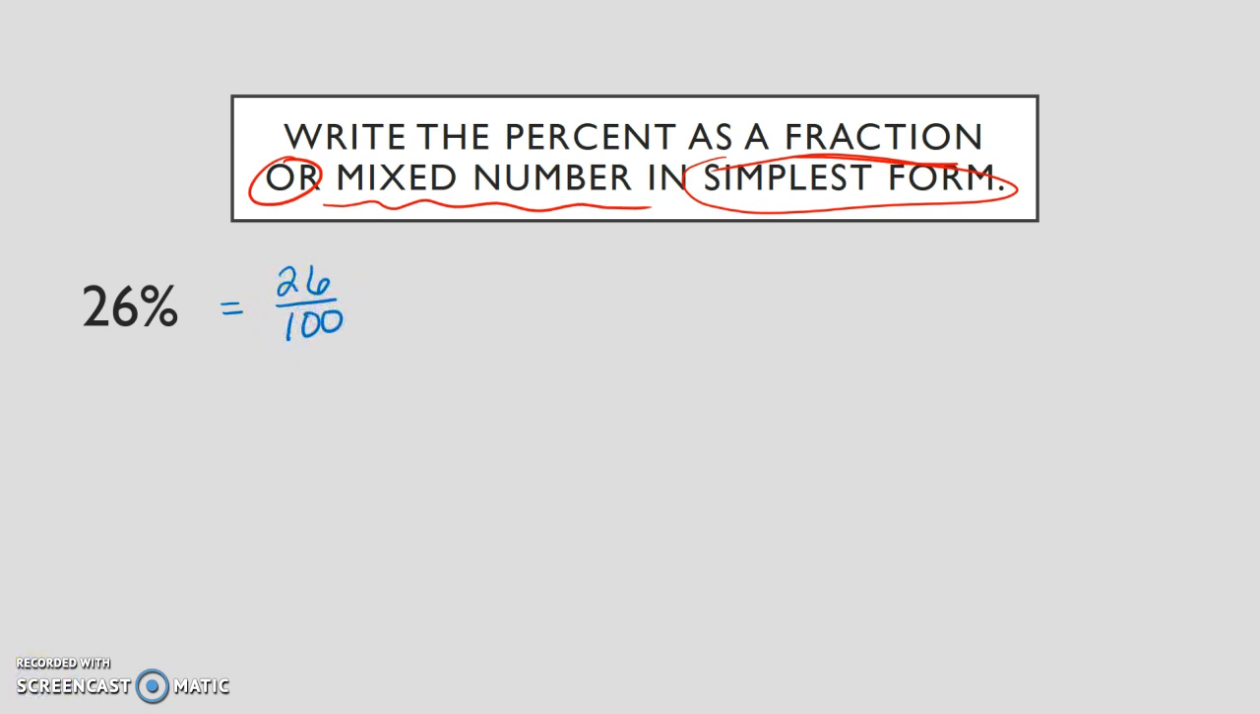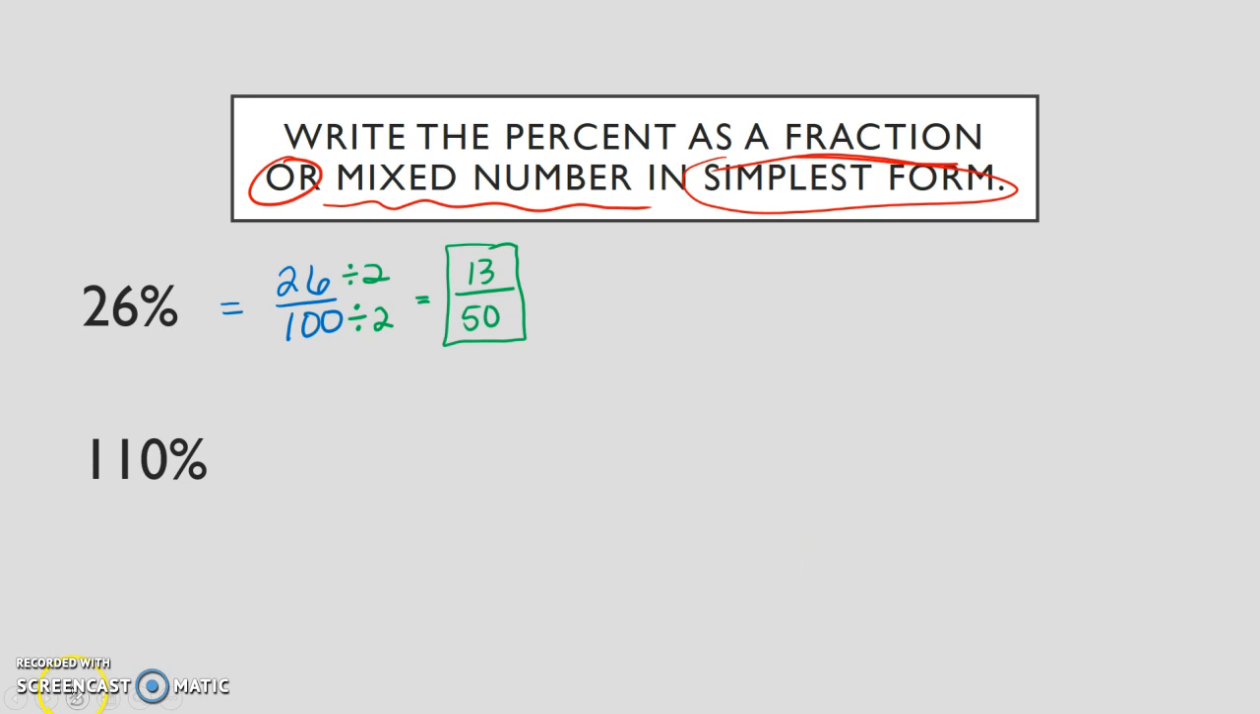And then once that is done, we have to decide if we can simplify. So here I notice that both 26 and 100 are even numbers. So I know that I can simplify these by 2. So I'm going to divide both numerator and denominator by 2. 26 divided by 2 gives me 13. 100 divided by 2 gives me 50. And at this point, there's no other common factor that can go into both 13 and 50 besides 1, which wouldn't do anything. So our final answer is 13/50.